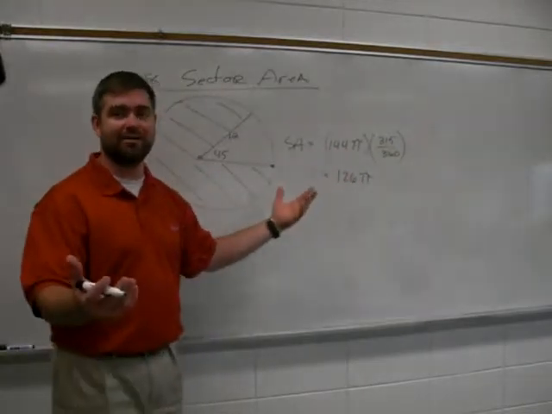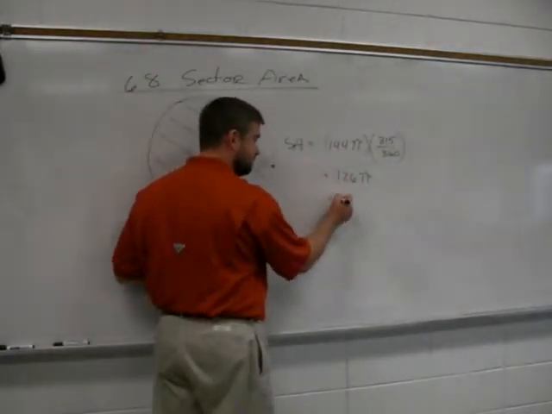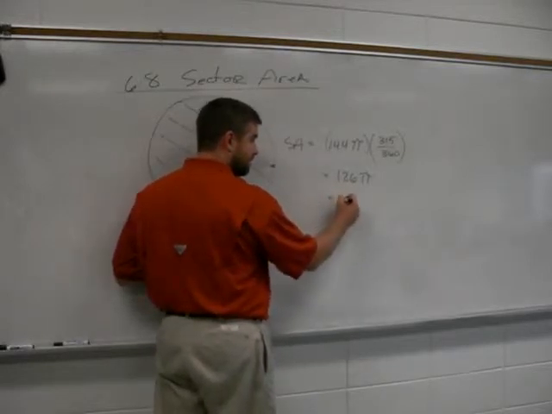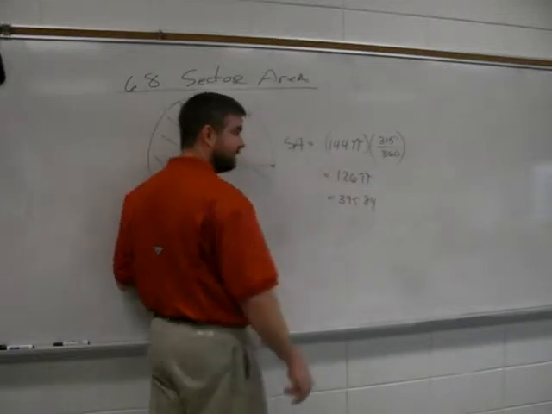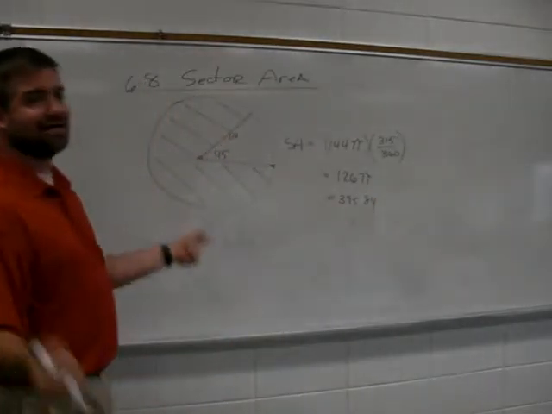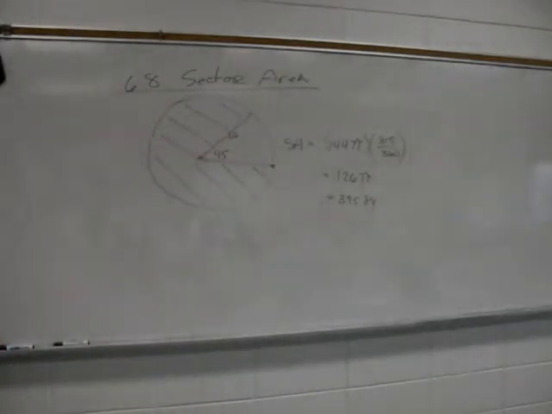If I ask you to round it like money, what would the answer be then? 395 point what? 84. Is that rounded correctly? Yep. Okay. And your calculator does that instantly for you. No big deal. Okay? Questions? Any questions on sector area?